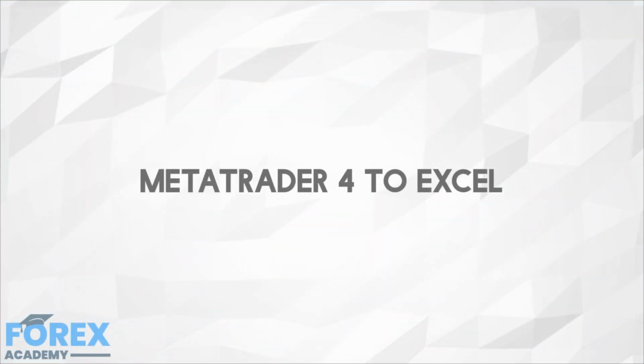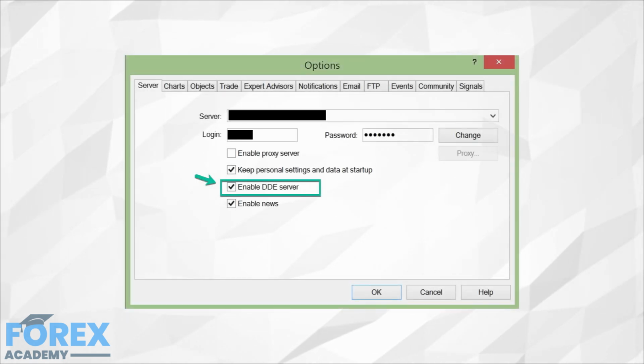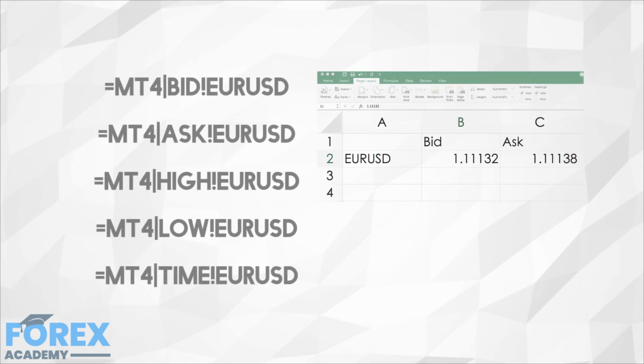It is possible to automate your data capture from your MetaTrader 4. MetaTrader 4 has a DDE link. It is straightforward to get it done. You simply need to enable the MT4 DDE server and place a simple code in the corresponding Excel sheets. This is shown here.